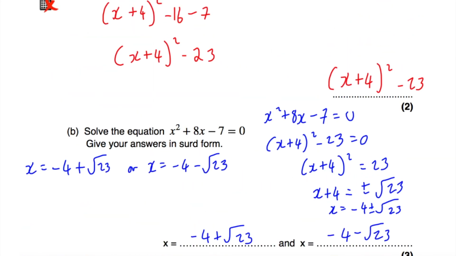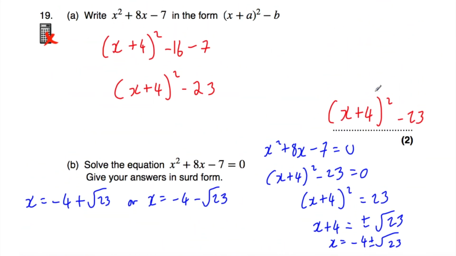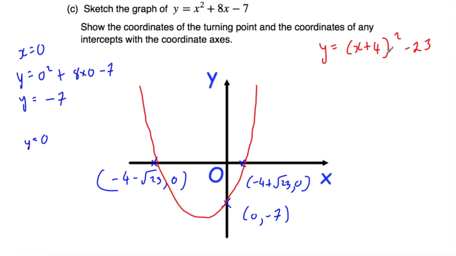Now if we go back up to point A, we had done completing the square, and we had got it in the form of (x + a)² − b, like so. So that we've got this. So remember our transformations of graphs. If we had the x² graph, this would translate it 4 squares to the left, and this would translate it 23 down. So that would be the point here. That would be (−4, −23). Make sure you close your brackets there.